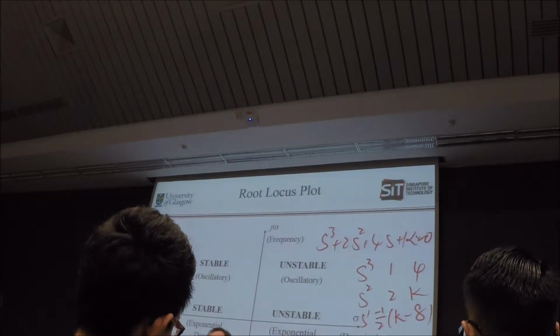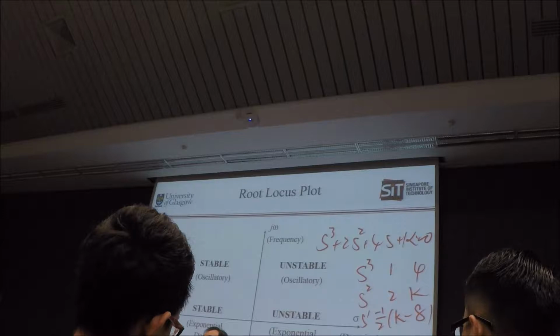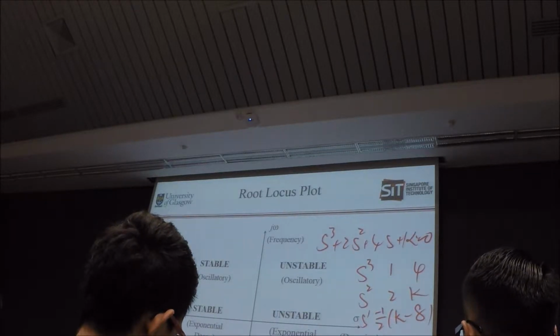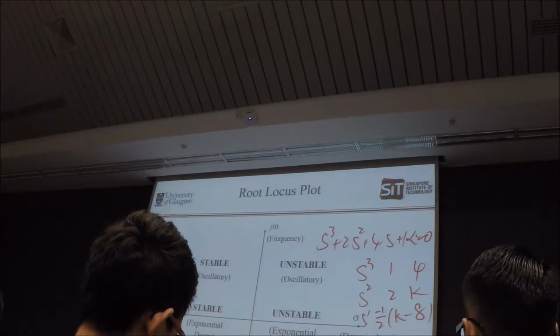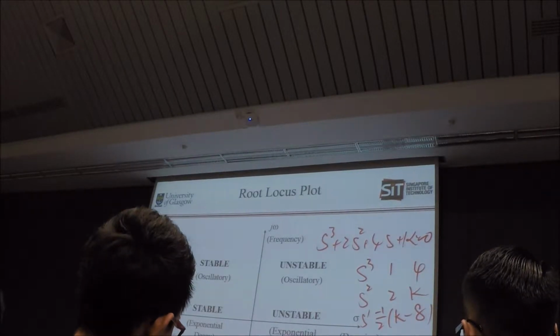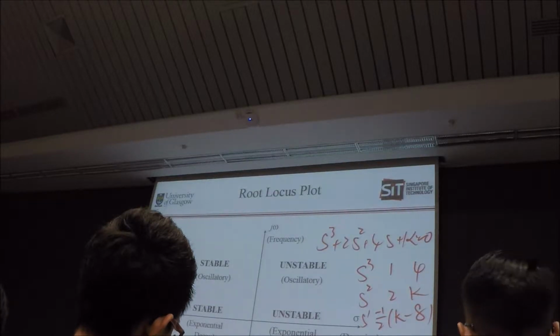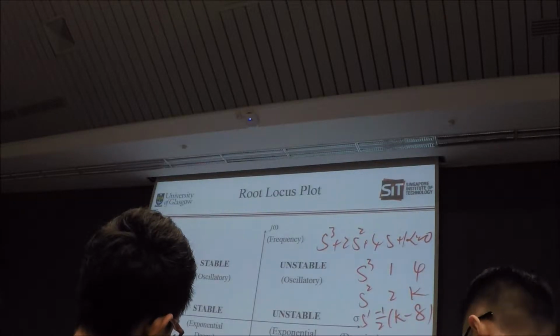Can you follow that? Okay with that? Okay, so we discussed about this when k is equal to 8. This is basically marginally stable. Why? Because when k is equal to 8, this element is going to be equal to 0. So it will be the first element in a row that is actually equal to 0, based on what we have discussed in the analysis.